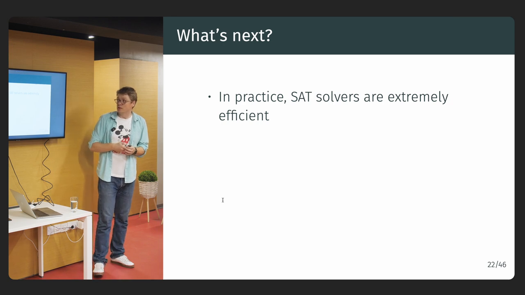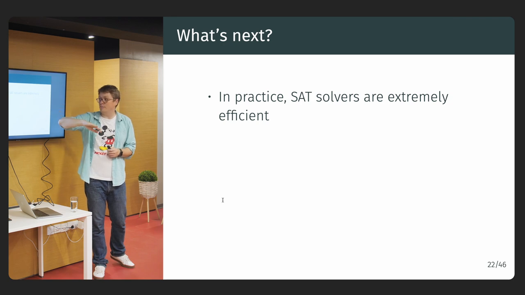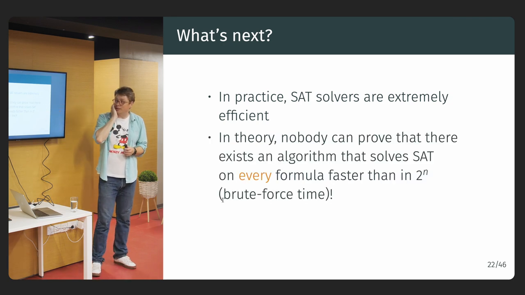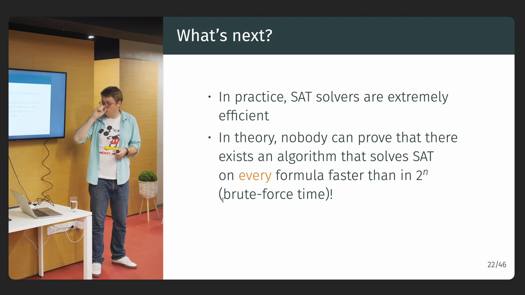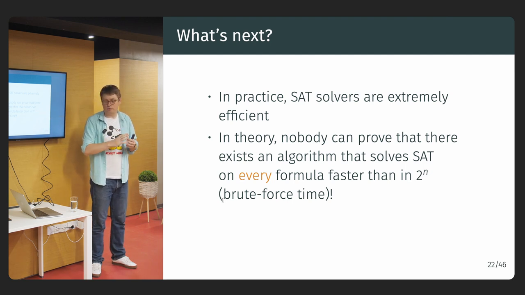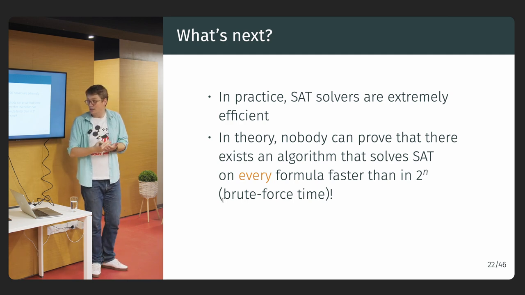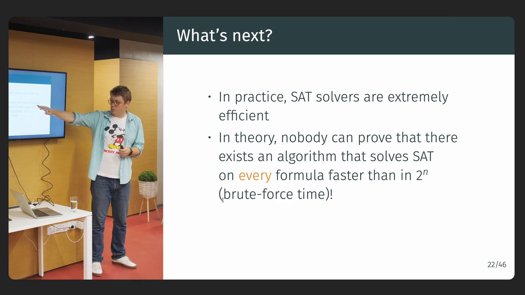So let me summarize this practical part. SAT solvers are extremely efficient on one hand, and on the other hand, we still don't know whether in theory SAT can be solved faster than in 2 to the n time. By n, we usually denote the number of variables, and 2 to the n is the running time of just a brute force approach. You just try all possible assignments and check whether any of them satisfies your formula. So 2 to the n is the best upper bound that we know.